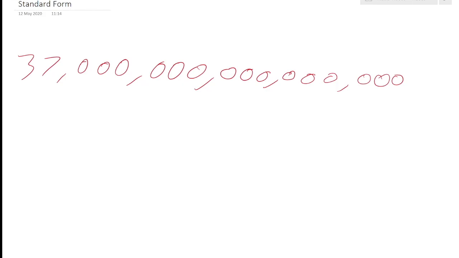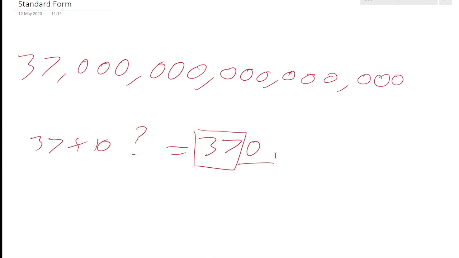And I'm going to start with a slightly different question now. What is 37 times 10? Make my 7 a bit clearer. That's even worse. There we go. I assume you can all work that out. That is 370. And all we've got is our 37 with an extra 0. So 37 times 10 equals 370.